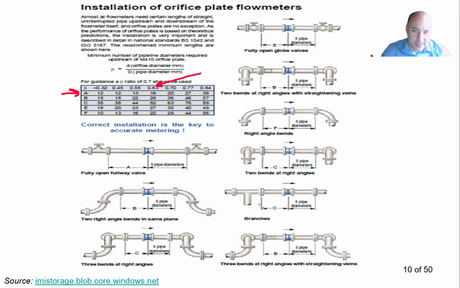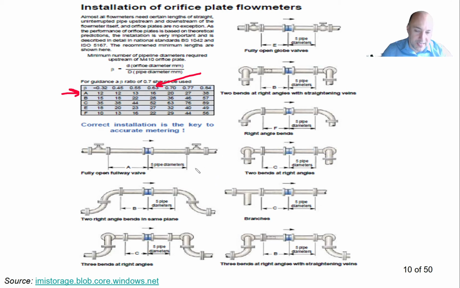In general, the installation of an orifice plate requires a quite large distance in front of the orifice plate, and after the orifice plate you need in general about 5 pipe diameters. Of course, if you have a longer distance it's better, but it is being said that 5 pipe diameters is the minimal distance after the orifice plate.